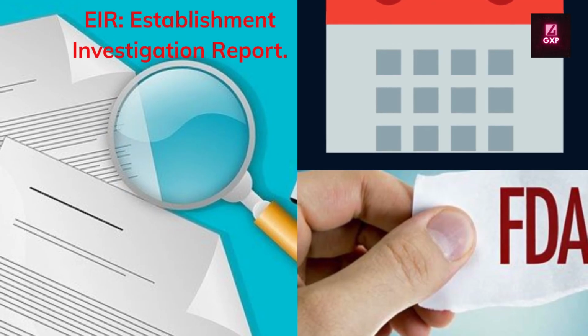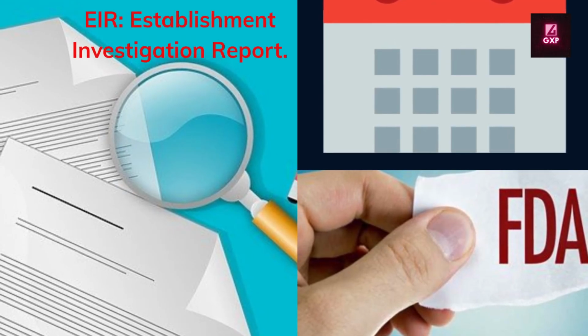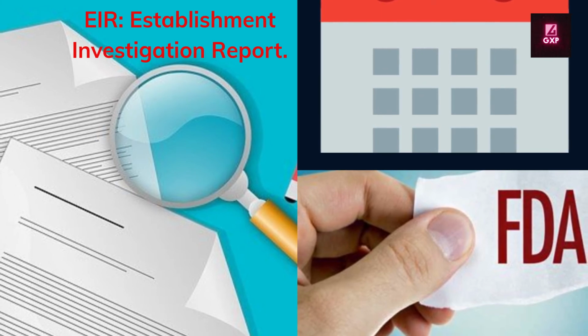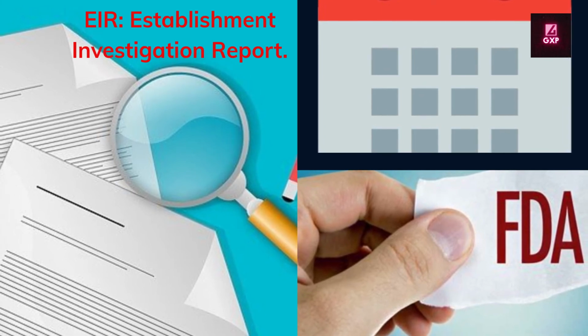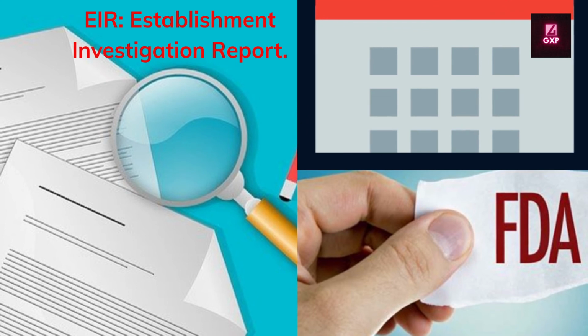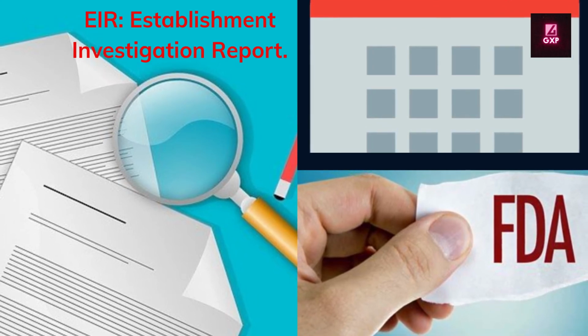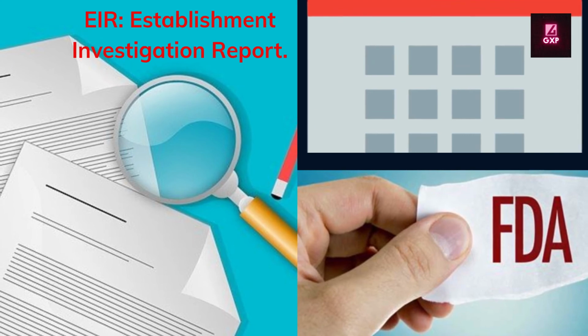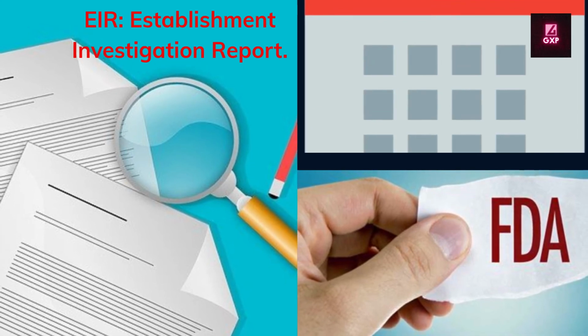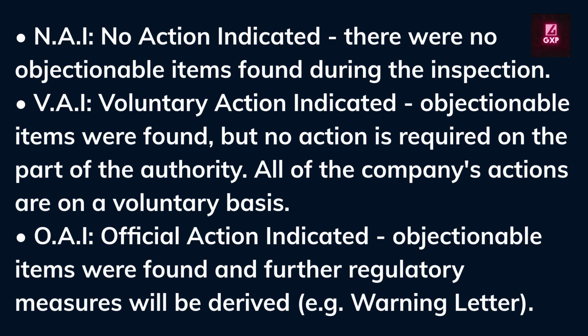EIR, Establishment Investigation Report. The EIR is also created by the inspector in addition to the Form 483. This should be done within 30 working days. The EIR is then examined by the responsible center or district office of the FDA, issuing the following statuses. NAI, no action indicated, there were no objectionable items found during the inspection.